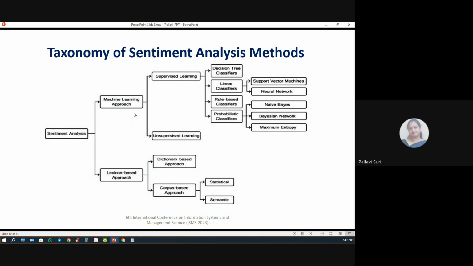Here the lexicon has 2 types: dictionary based and the corpus based. And the corpus approach has 2 types: statistical and the semantic data. Under the linear classification, there are 2 algorithms: support vector machine and the neural network. And under the probabilistic classification, there are 3 algorithms: Naive Bayes, Bayesian networks, and the maximum entropy.